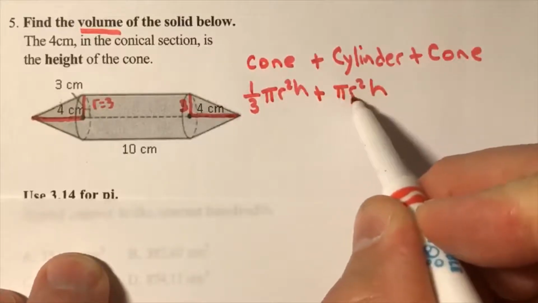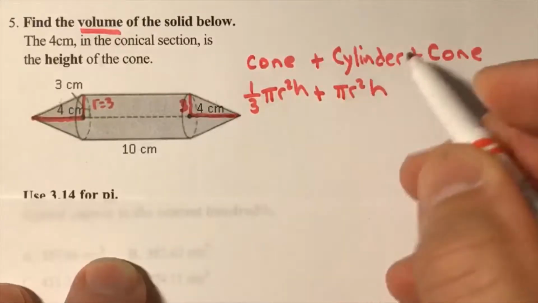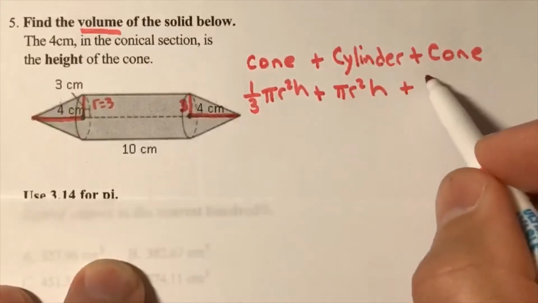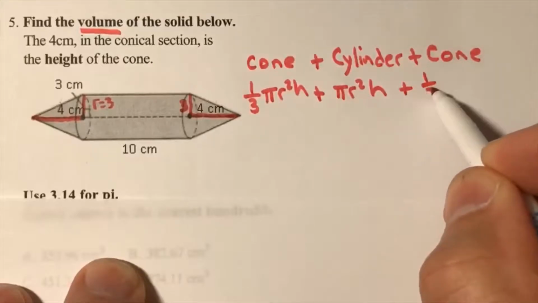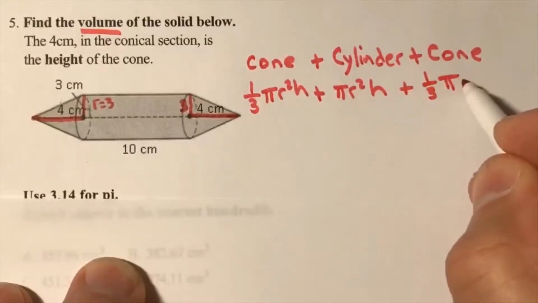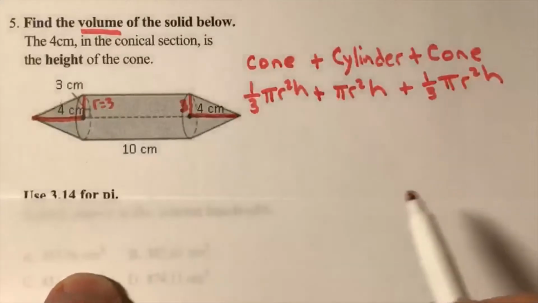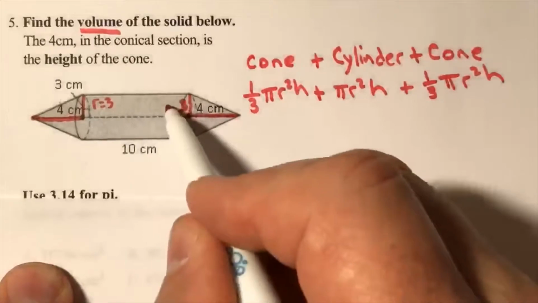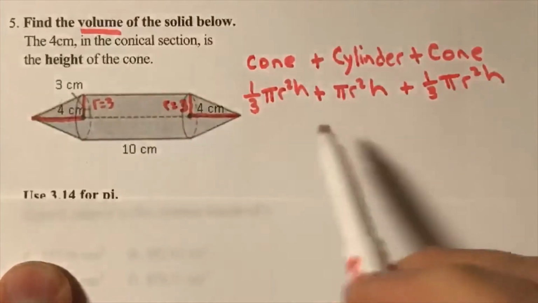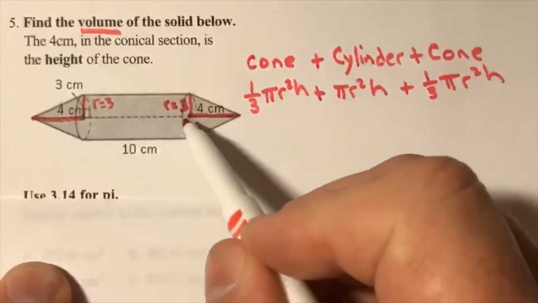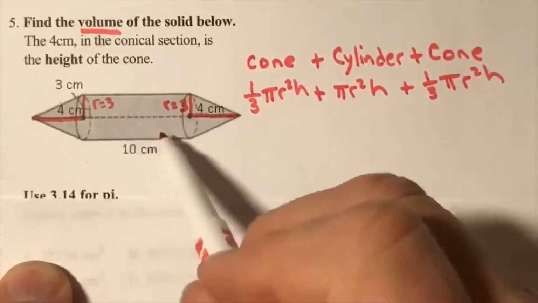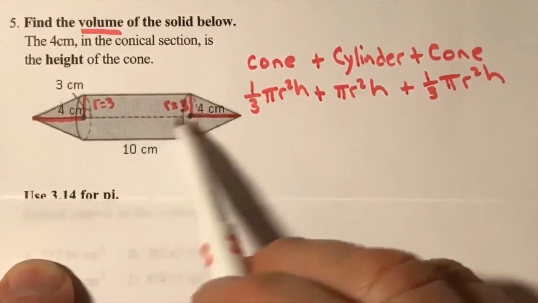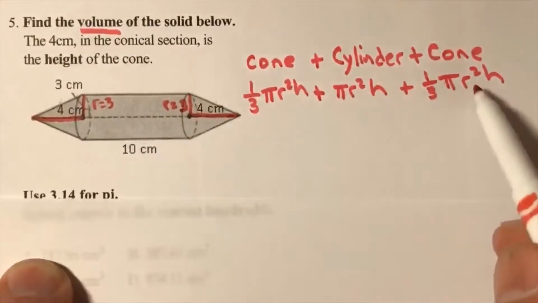So the volume of the cylinder is the area of the base times the height, and we want to rewrite this over here for the cone. It's the exact same thing: 1/3 times pi r squared h. Now we need the radius. We already know that the radius is 3 for both cones. It's also the radius for the circle of the cylinder. We use the same radius for all 3.